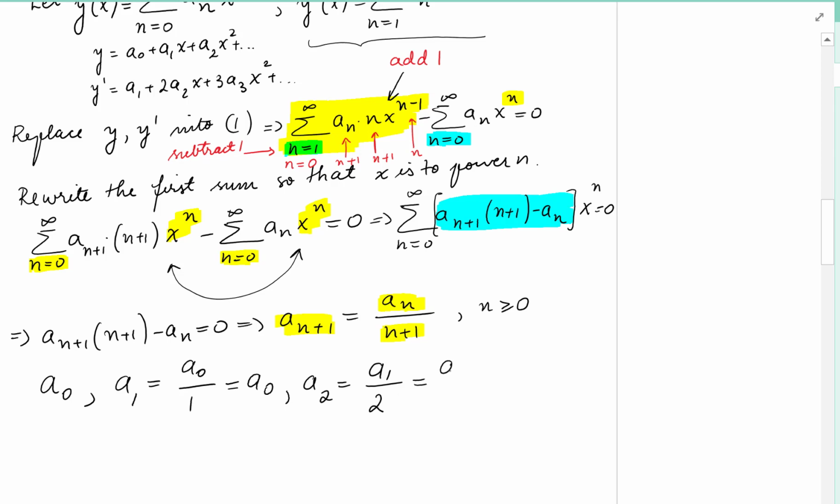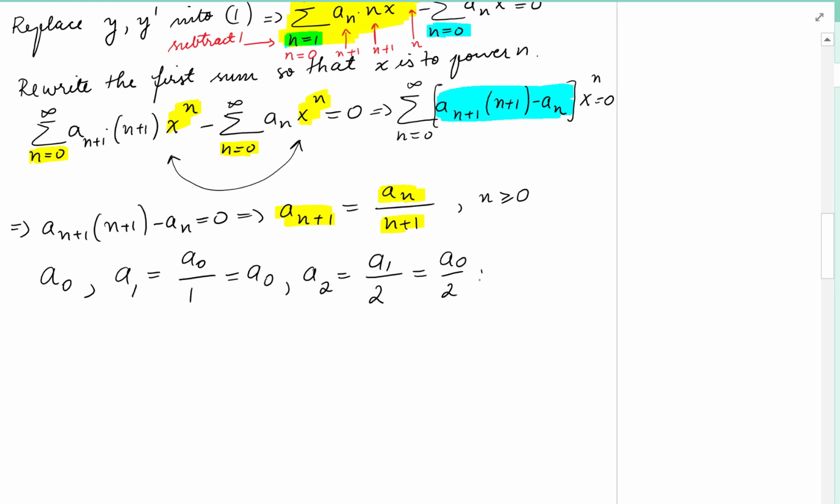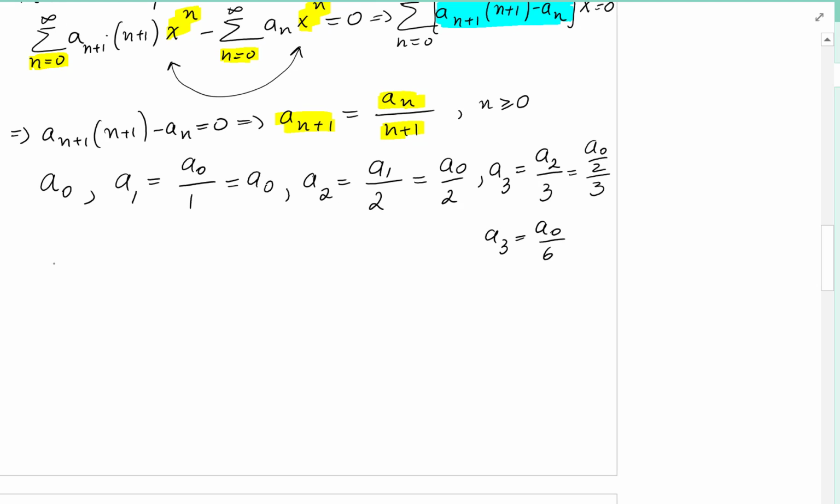But a sub 1 was a0, right? Equal to that. Now let me find another one. a3 is the previous one over 2 plus 1, which is 3. But a2, we found it to be a sub 0 over 2, over 3, which means a sub 3 is a0 over 6. And I can actually find a couple more. So a sub 4 is a sub 3 over 4, but a sub 3 is a sub 0 over 6, and over 4 is going to mean a sub 0 over 24.